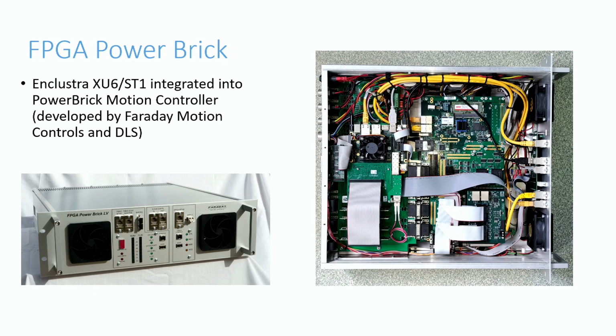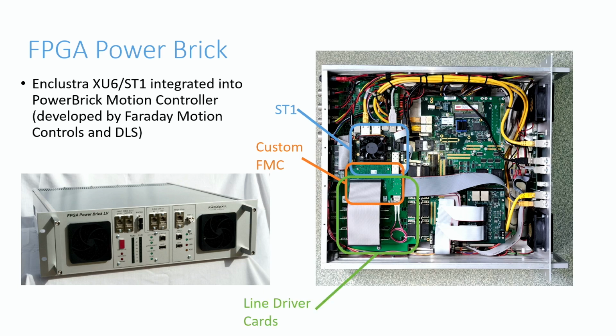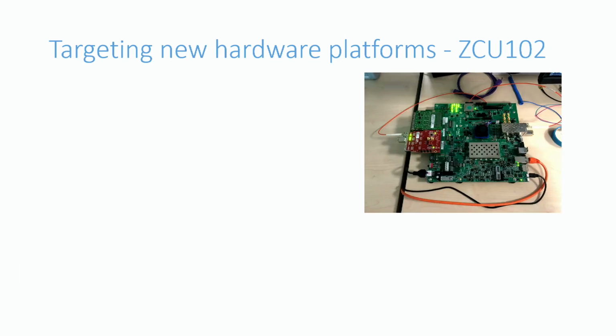This is an example of porting, where we ported it to the UltraScale. This was developed in collaboration with Faraday Motion Controls. We basically have a power brick motion controller with an ST1 from Enclustra inside, a custom FMC, and then custom line driver cards that allow the ST1, or the XU6, to eavesdrop on the encoder signals going to the power brick. So instead of having 2 separate boxes, we can combine it all in one. This is an example of one of the original motivations for porting to the UltraScale.